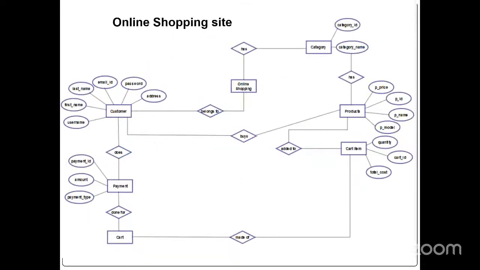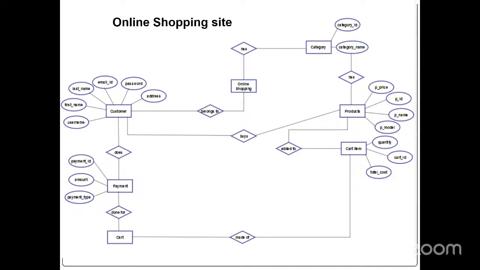So this is an ER diagram for an online shopping site. A customer buys a product. It is going to show the relationship symbol. A customer belongs to online shopping. Online shopping has different categories with ID and name. Category name has some products, and these are added into the cart items.